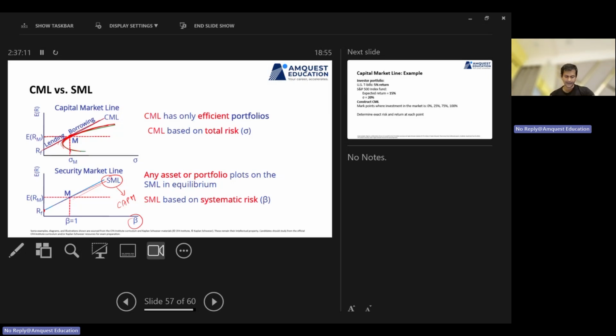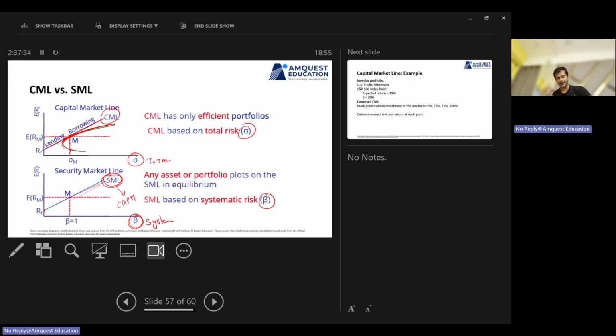Now, you know what they're doing? CML, SML? Simple. CML looks at total standard deviation and SML looks at only beta, which is systematic risk. So this pays attention to total risk, right? And that one to systematic risk. This is a very important difference.